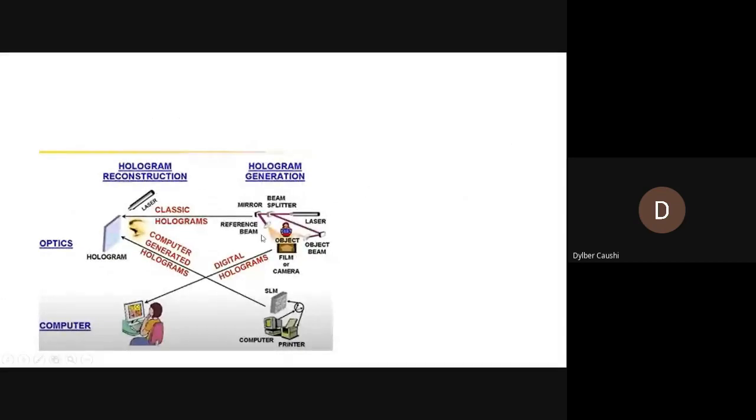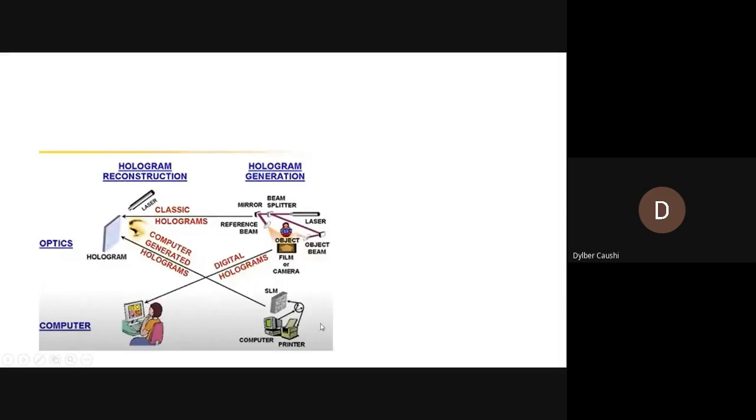As we can see at the top right, we have a laser. The laser hits the beam splitter and the mirror. The beam splitter hits the object from the side and the mirror hits the object from behind. In this way, the object is created in 3D on a camera, or as we can see here, a camera or a film, and from there it is sent to the computer where we can see the holographic picture.